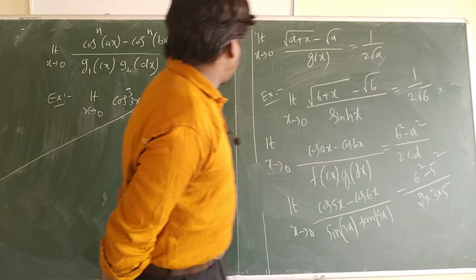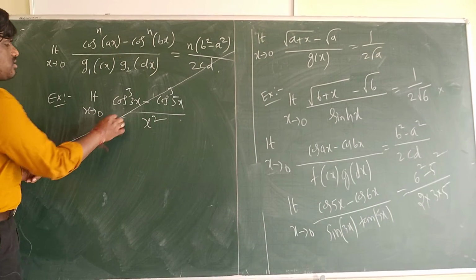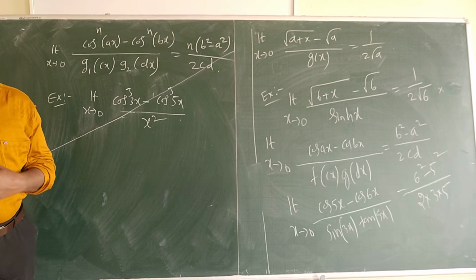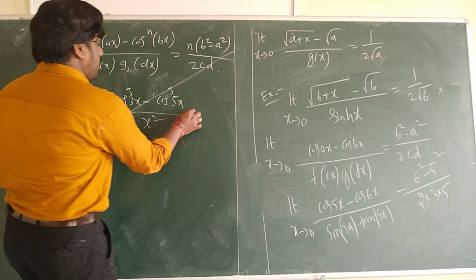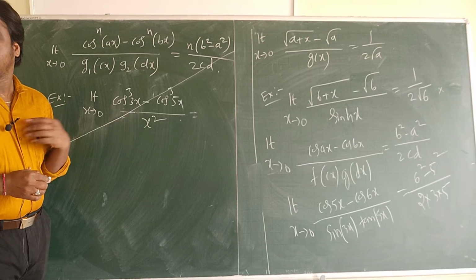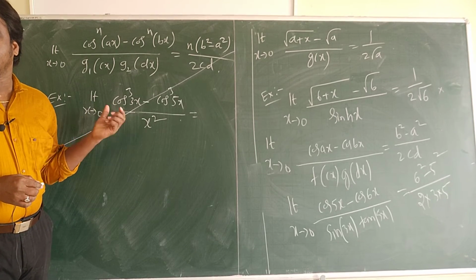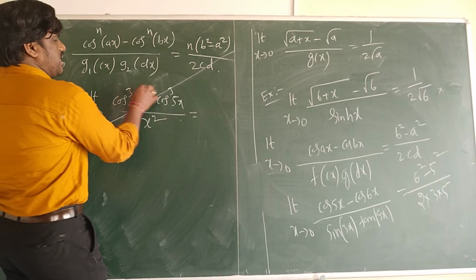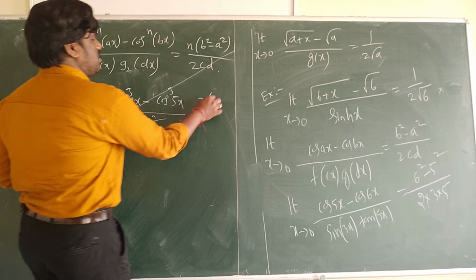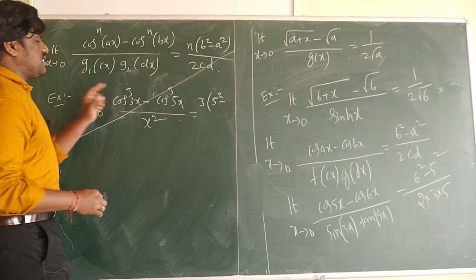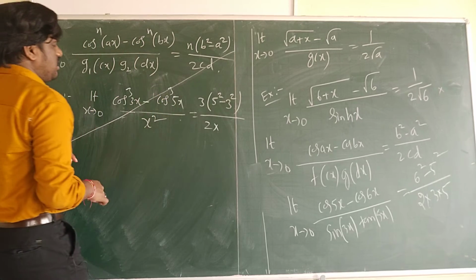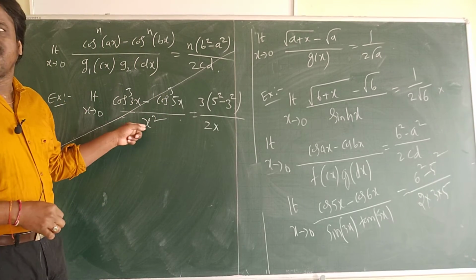Okay, so the question is like this: limit x tends to 0, cos cube 3x minus cos cube 5x by x square. What will be the answer for this? Can you tell me what will be the answer? N is what here? 3. N is here 3. B is here 5 square, a is here 3 square, divided by 2 times C, you don't have here, D you don't have.